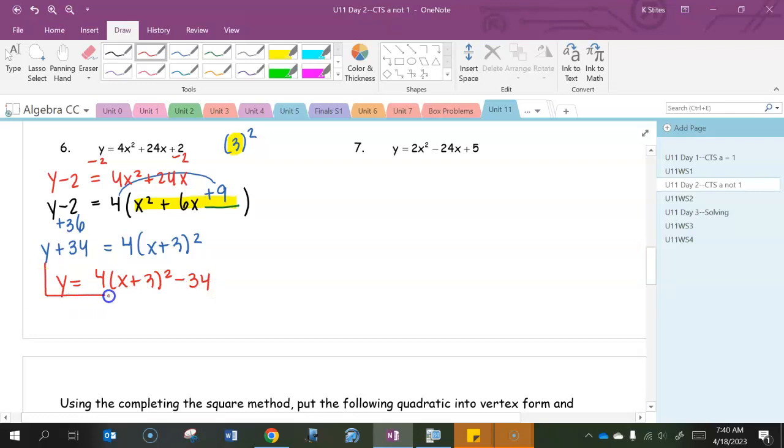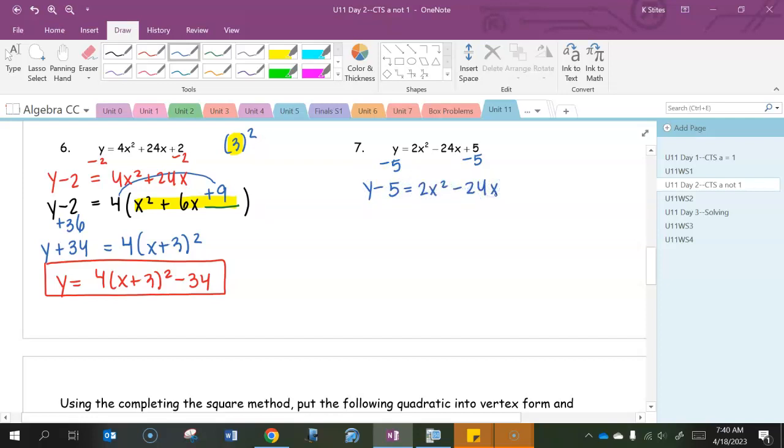And there we go, we did it. Okay, let's try it again. First, move your constant over. Y minus 5 equals 2x squared minus 24x.